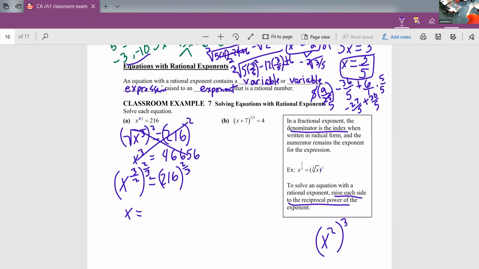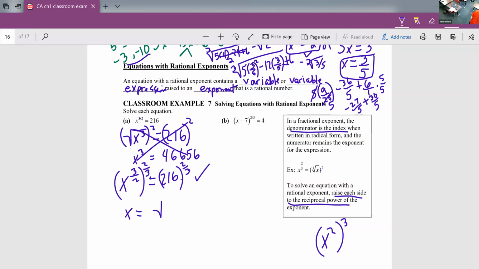Now, I will tell you this. If you've got your y to the x key on your calculator, you can type in 216, raise it to the 2/3 power, and I will take that for an answer. As long as you get this point on your paper, I'm good with that. But I want to show you how you could find it if you don't have a calculator with you. Let's take this and turn it back into radical form.